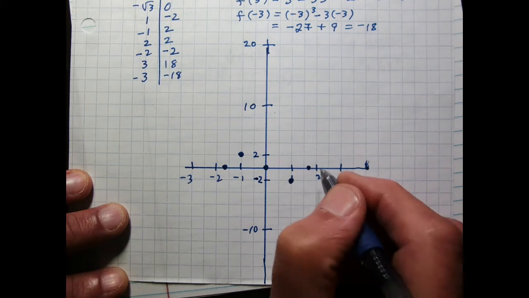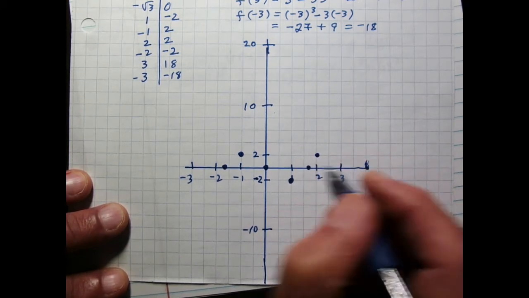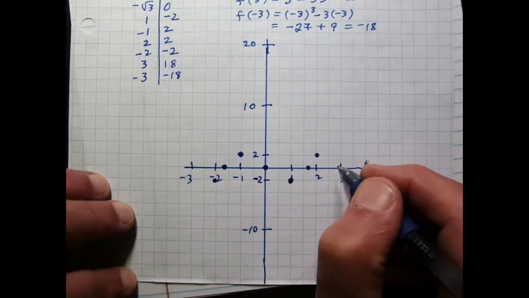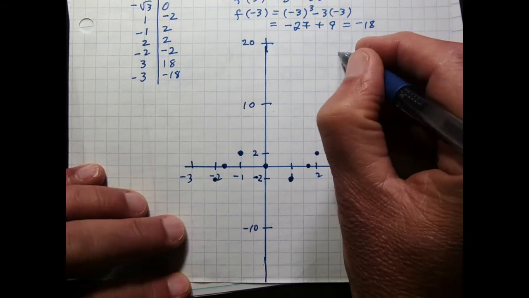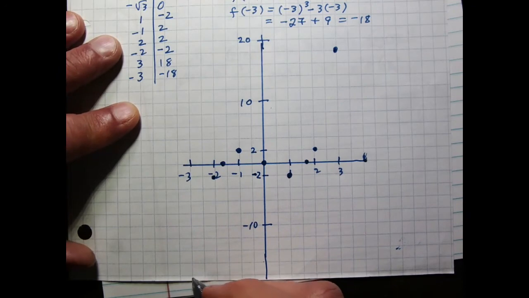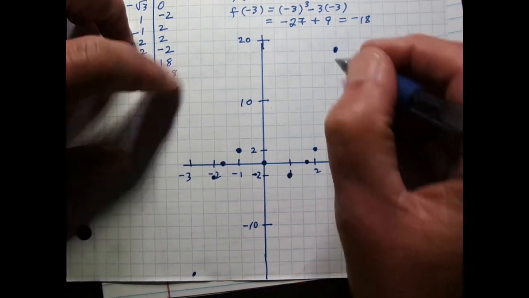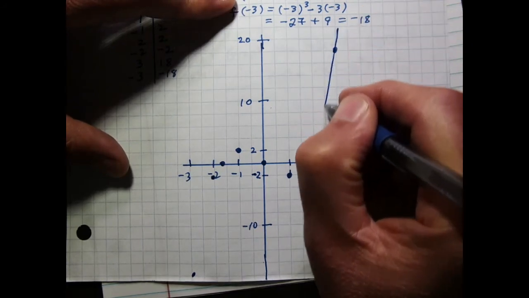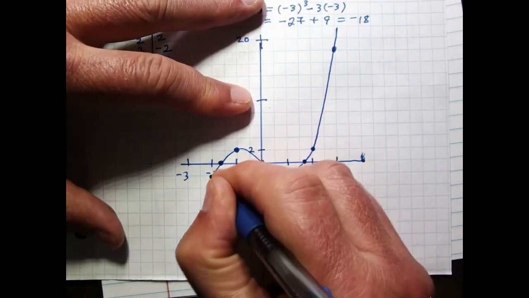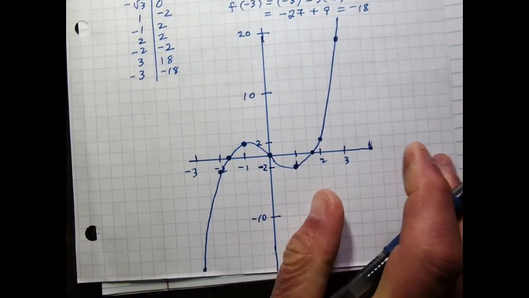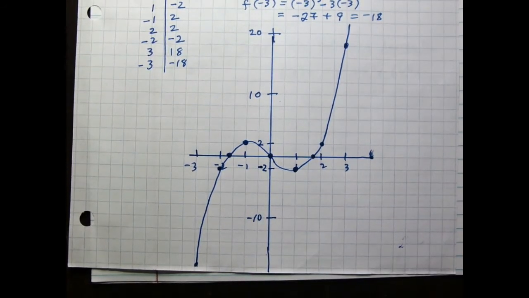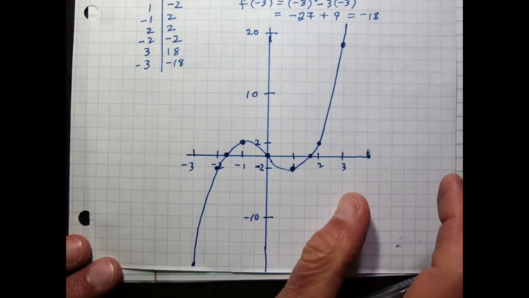And 2, 2. And negative 2, negative 2. And then I got 3, 18, way up there. And negative 3, negative 18. I'm just going to exaggerate that a little bit because I barely fit it on. So what I'm just trying to remind us of is we got a graph that looks something like so. Okay? And so that's a more complicated kind of third degree polynomial graph.